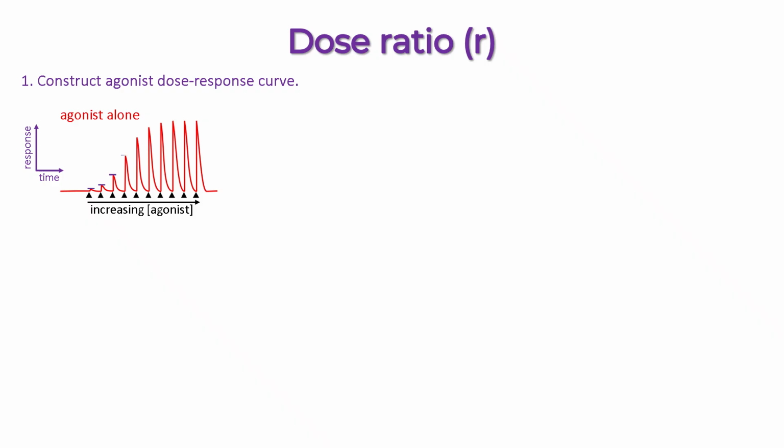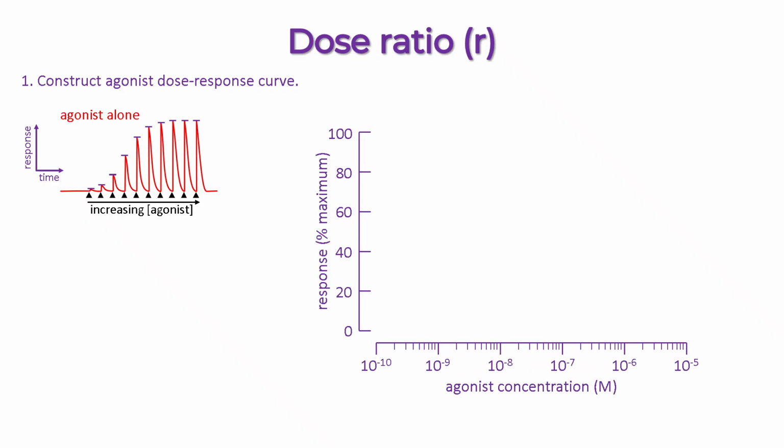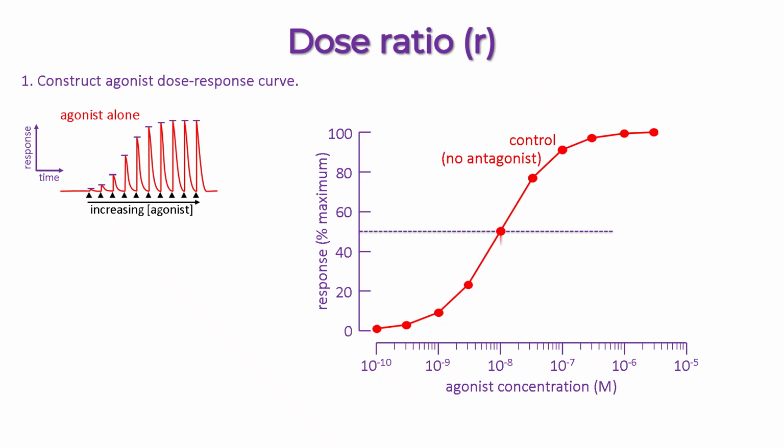The amplitude of each response is measured. Then a plot is constructed of the response on the y-axis against concentration on the x-axis. As often done, the responses here are plotted as a percentage of the maximum response achieved. A line connects the data points to complete the dose response curve. This is the control dose response curve in the absence of antagonist. Next, we determine the EC₅₀, the concentration that produces 50% of the maximum response.